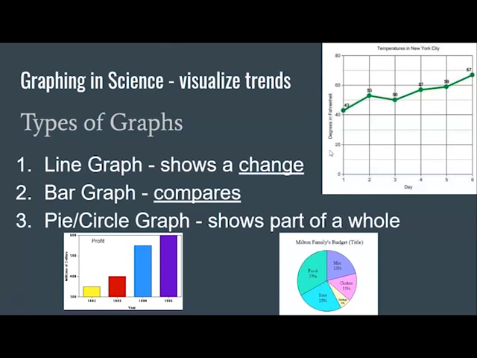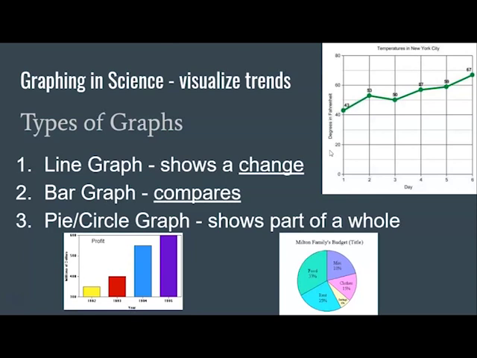So graphing in science, there's different types of graphs. You're going to need these graphs when we go ahead and graph our heart rate lab. There's a line graph that's going to show change over time. So if you're looking at this image right here, you can see that there's a certain amount of days, and then it's showing what's happening over the days.